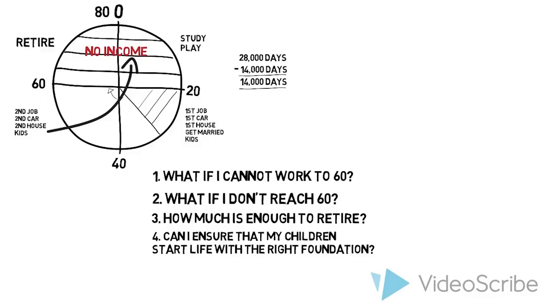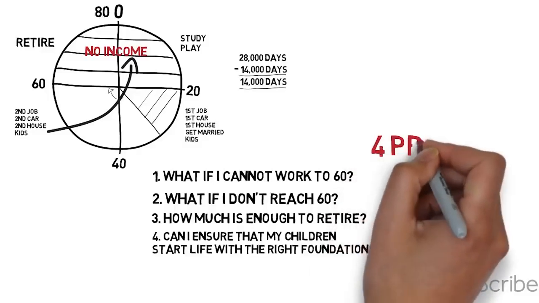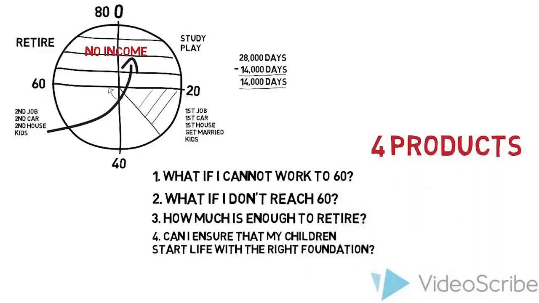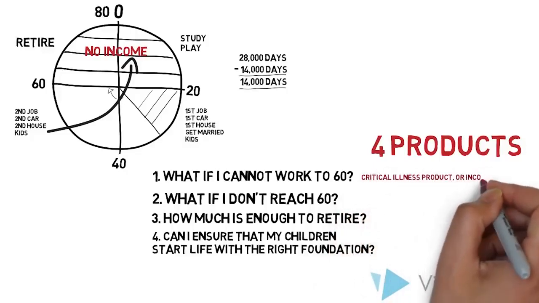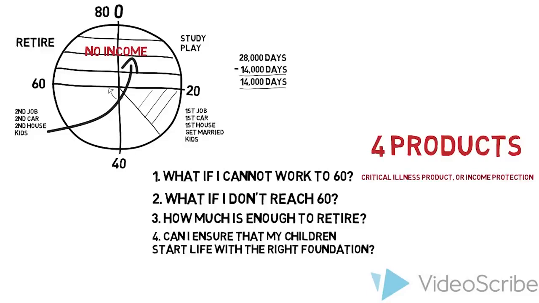I've done this presentation in more than 50 countries. If you notice, in one presentation, I've covered 4 different products. The first fear was, what if I cannot work to 60? And the product that helps you take care of that is either a good critical illness product or an income protection due to disability. My second biggest fear is, what if I don't reach 60?